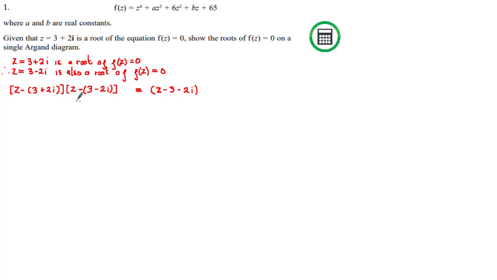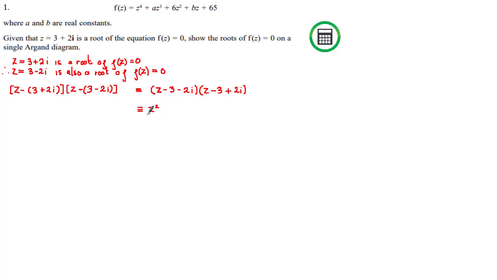So let's first expand out the brackets inside the square bracket. Expanding this bracket we get z - 3 - 2i, and if we expand out the curved brackets for this linear factor we get z - 3 + 2i. So just be careful when you're expanding out the brackets, and if we multiply the brackets we get the following.